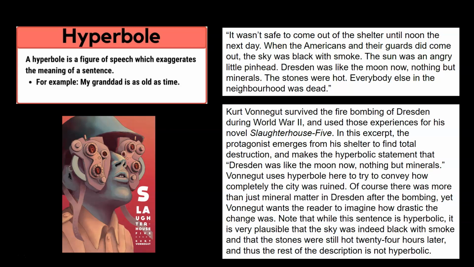So I like that metaphor there. But he says Dresden was like the moon now, nothing but minerals. And although a simile, he is using the exaggeration that Dresden, a place, appears like the moon. So with its holes and its grey tones and its desolated energy, he's really exaggerating that Dresden, a place, has been absolutely destroyed and no longer has earth qualities from the bombings. And he ends that paragraph or little statement with, "The stones were hot. Everybody else in the neighborhood was dead." So there's that prolific image of nothing having existed.